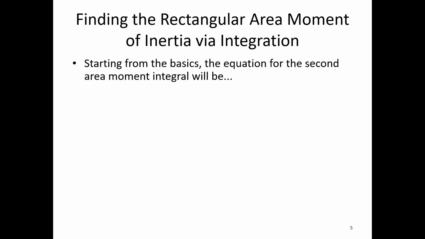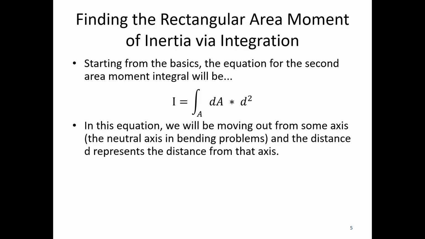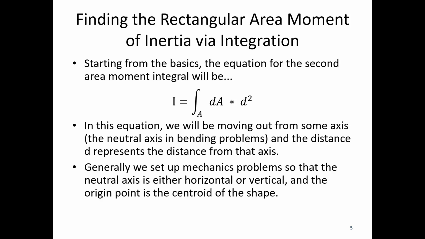All right, so starting from the basics, we've now talked about why it is a second moment integral. So I is the integral over the entire area, and we're doing it with regards to d squared. In this equation, we're going to be moving out from the neutral axis, so going up or down from the x-axis, or going left and right from the y-axis. Generally, we're going to set up mechanics problems so that the neutral axis is either horizontal or vertical, and the origin point is the centroid of the shape. The centroid of the shape for both bending and torsion is where we have that zero stress, that neutral axis that I'm talking about.